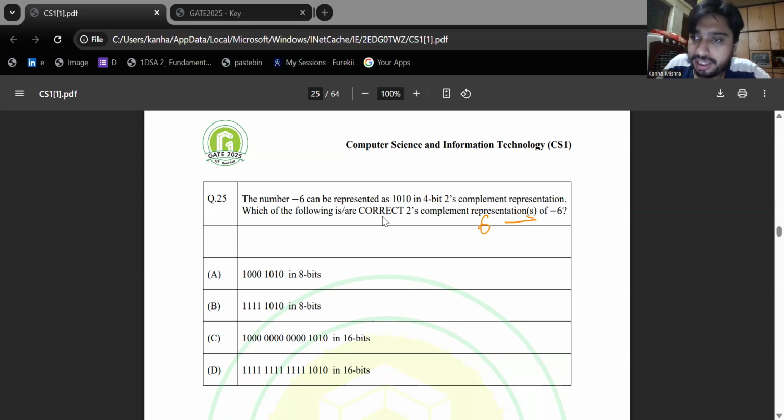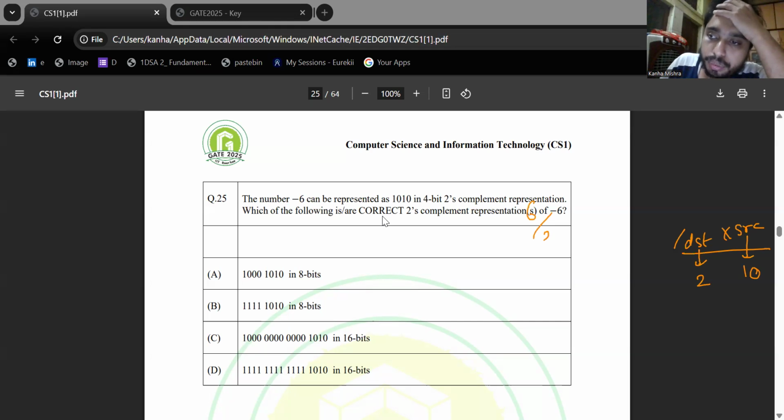So 6 as an integer, if you want to understand the binary format of it, there are various ways to do that. There is a technique: we divide it by destination and multiply it by source. Now, what is this technique? What is my destination base? I want base 2, and source is 10 basically. So divided by destination, I will divide it by 2.